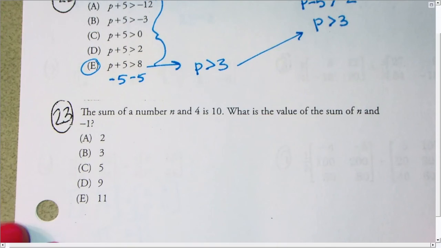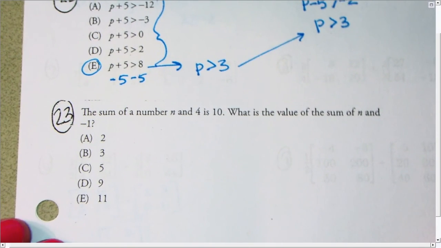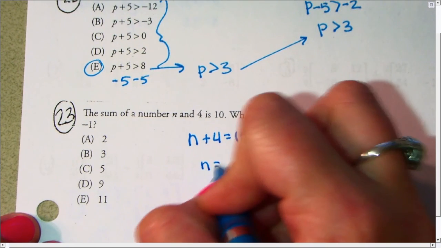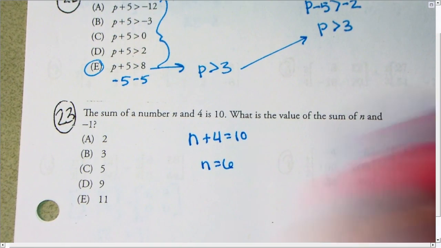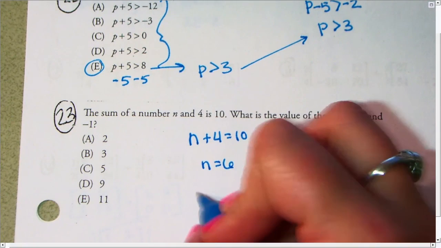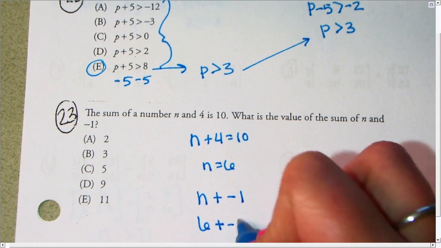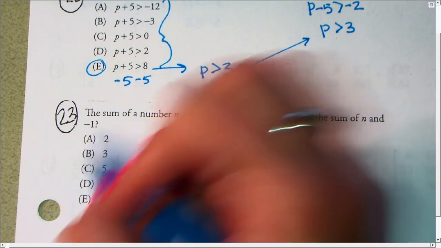Okay. So this problem says the sum of a number n and 4 is 10. So n plus 4 is 10. So n is 6. What is the value of the sum of n and -1? Well, n plus -1. 6 plus -1 is 5, which is option C.